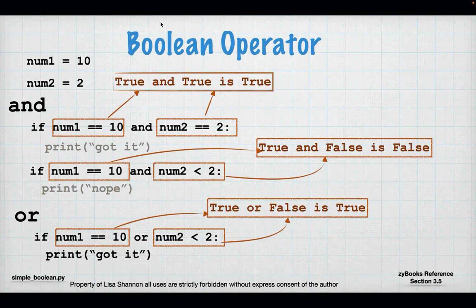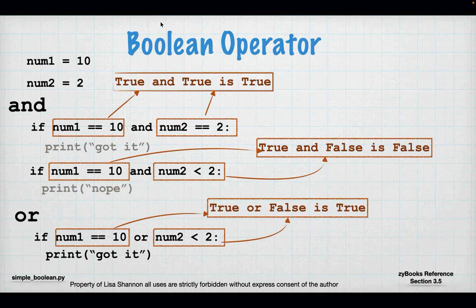Are they equal to each other? That's going to be true. Great. Python's now going to look at the operator in between them, and it's going to say, okay, this is an and. So I'm going to evaluate the next statement, which is num2 is equivalent to 2, and see what it comes to. So it's going to be num2 is 2. We know that because we put that up there on the upper left corner.